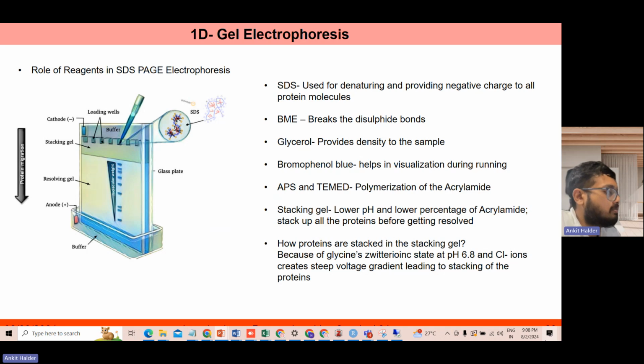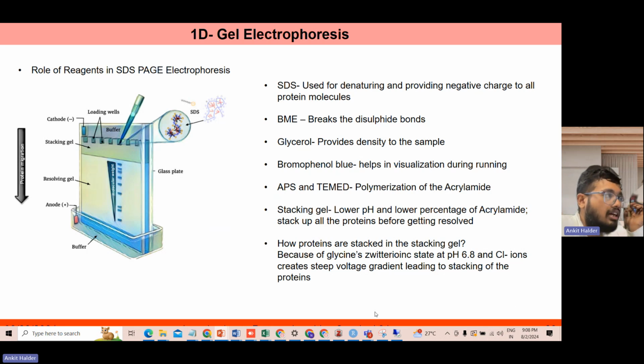So how are proteins stacked? I have written this down. It is because of the glycine's zwitterionic state. Why is the stacking gel kept at pH 6.8? The glycine is in its zwitterionic state, that is, it has no charge at pH 6.8, and chloride ions have a huge negative charge. So it creates a steep voltage gradient leading to the stacking of the proteins.